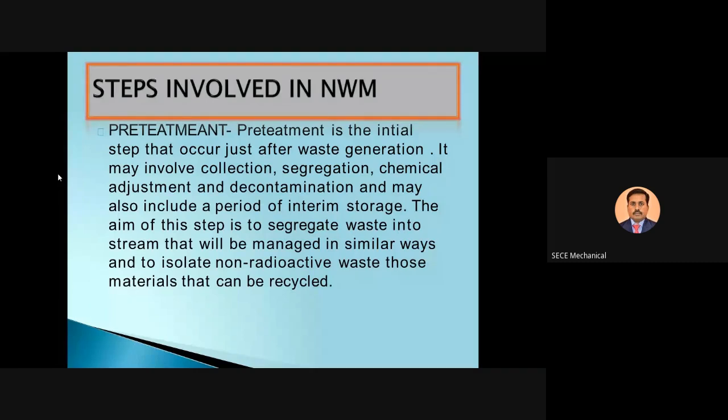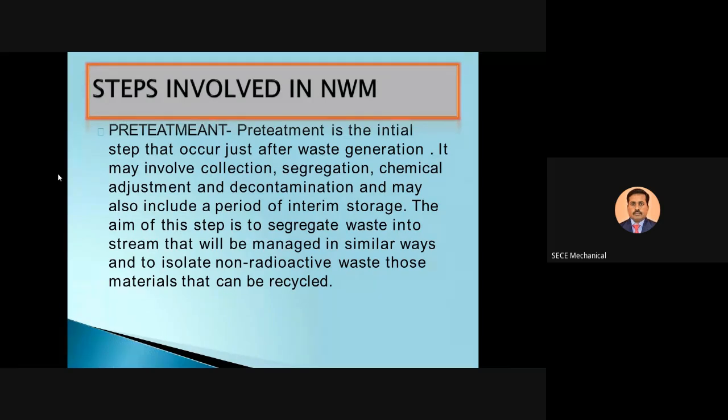Okay, right. So the first step involved in the nuclear waste management system is pre-treatment. Pre-treatment is the initial step of the waste management system. It may involve different processes: collection, segregation, chemical adjustment, and decontamination, and may also include a period of interim storage. The aim of this step is to segregate waste into streams that will be managed in a similar way, and to isolate non-radioactive waste, those materials that can be recycled.